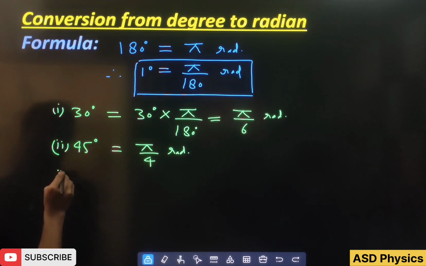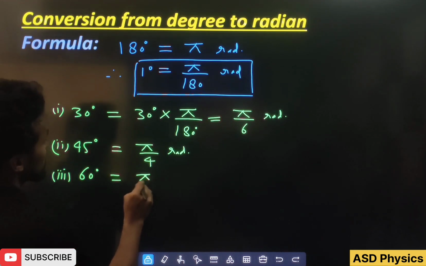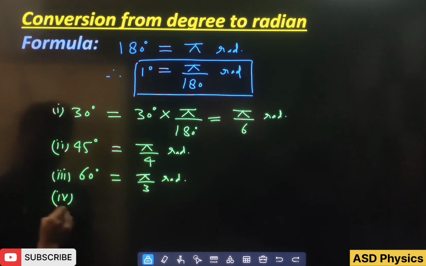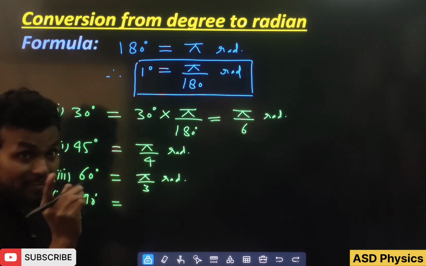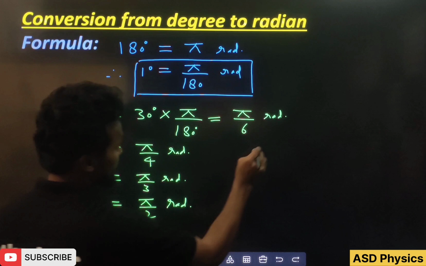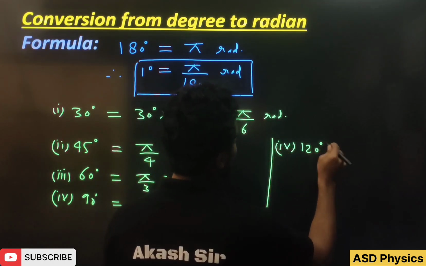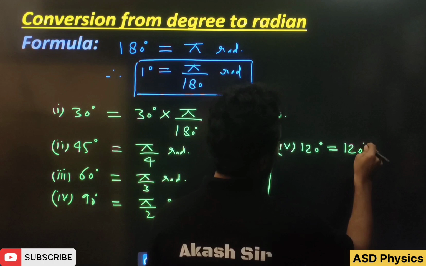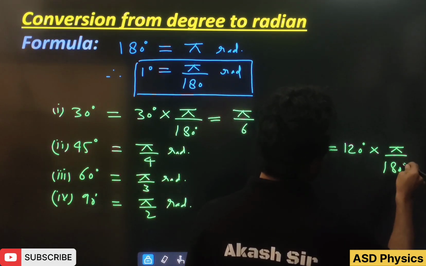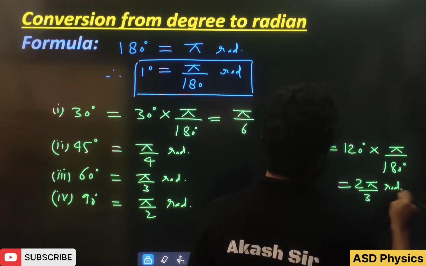Third one, students. In the same way, 60 degree means you should remember pi by 3 radian. Fourth one, students, if I write 90 degree, 90 degree is pi by 2 radian. And if I write 120 degree, now I will write 120 degree into pi by 180, and you will solve, what will come here? It will come 2 pi by 3 radian.